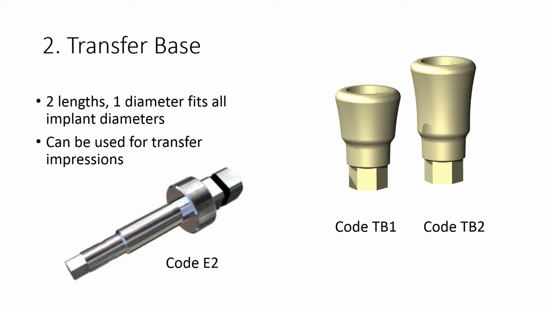and this extender has again multiple purposes. It is used to place all our implants, so this one extender works with all implant diameters. It also works with the transfer bases. So this extender has two uses and is in keeping with the philosophy of our system, which is we try to get the instrumentation to carry out as many functions as possible in order to reduce the number of instruments you need and to make inventory far easier to keep track of.